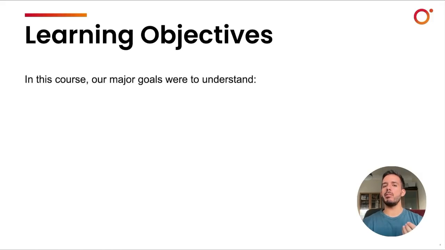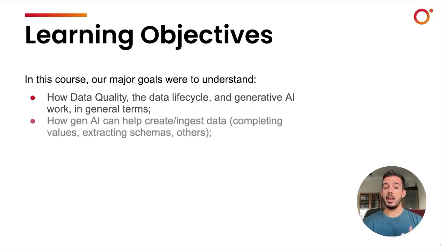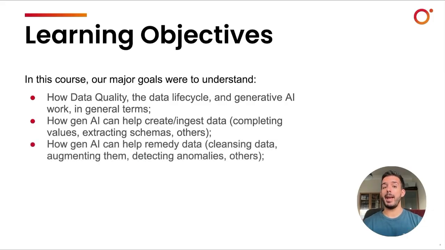What were our major learning objectives and goals in this course? Well, we wanted to understand certain things such as, for example, how data quality, the data lifecycle, and generative AI work in general terms, the fundamentals of these disciplines. Then, how GenAI can help you create or ingest data with high data quality, completing values, extracting schemas, automatically defining rules, and so on. Or how GenAI can help actually remedy data, cleansing those data, augmenting them, detecting anomalies in them, performing data profiling, and more.